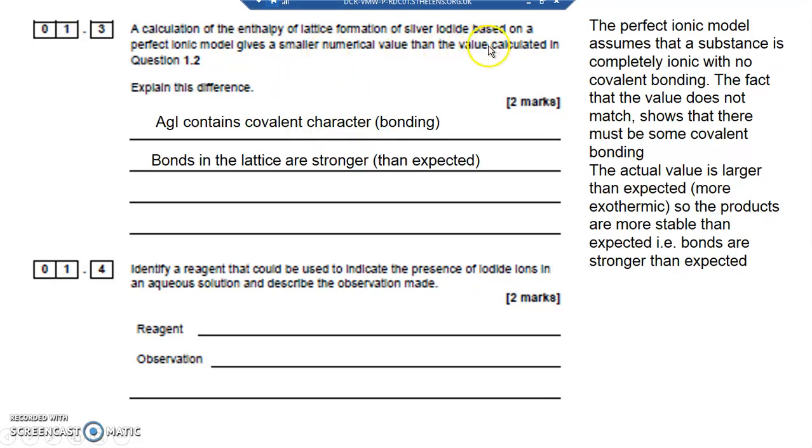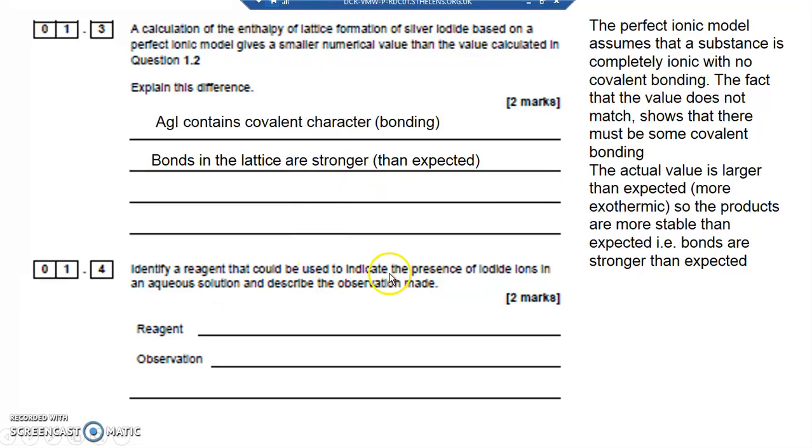And in actual fact, because the value in the model is less than the actual value, it means that the bonds in the lattice are actually stronger than in the model, because you're getting more energy given out, so it's more exothermic. If it's more exothermic, then it's going to end up with a more stable product, and the bonds are stronger than expected.